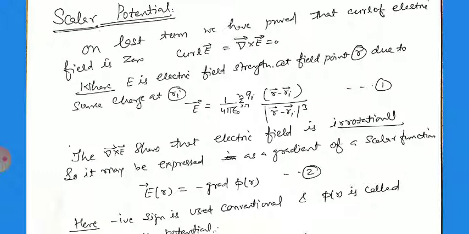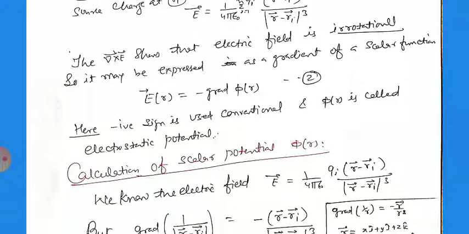The del cross E equal to zero shows that the electric field is irrotational, and so it may be expressed as a gradient of a scalar function, as we have written earlier. So E(r) equal to minus gradient of phi(r). Here the negative sign is used conventionally, and phi(r) is called the electrostatic potential. Now we have to calculate the scalar potential phi(r) by using this expression of the electric field.